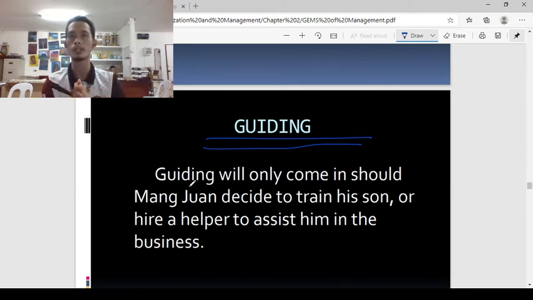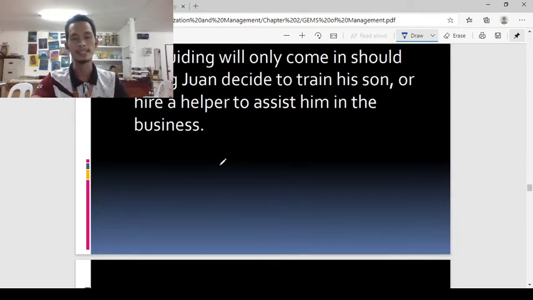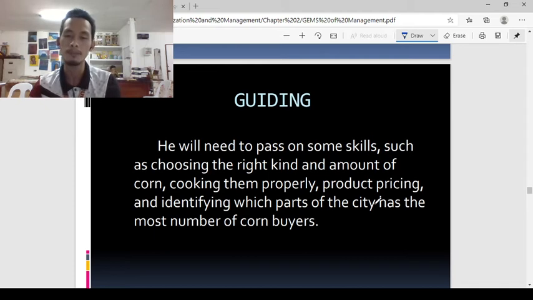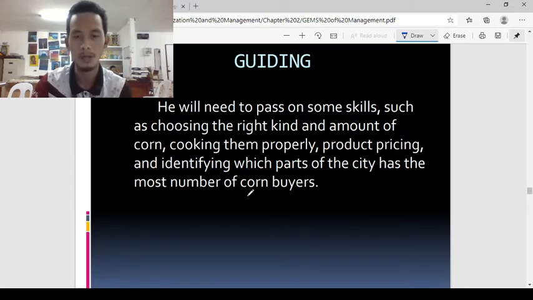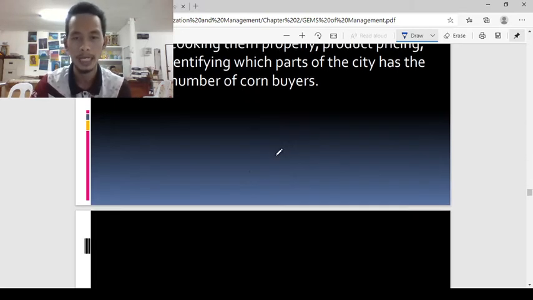In a large organization, guiding will come in when the manager will train, diba, develop workers, to fulfill and to perform their respective tasks and duties. Guiding, he will need to pass on some skills such as choosing the right kind and amount of corn, cooking them properly, product pricing, identifying which parts of the city has most number of corn buyers. You have to guide your workers or your assistant, like sa case ni Mang Juan, in all aspects of the business.